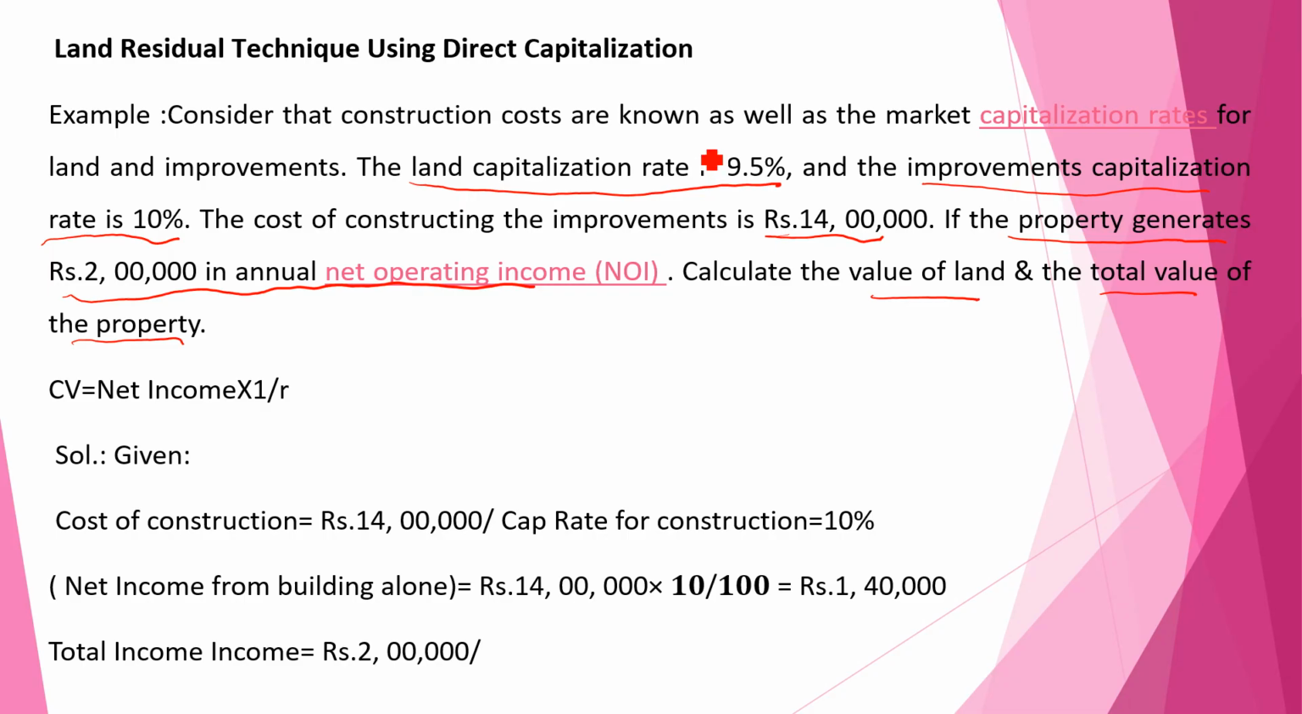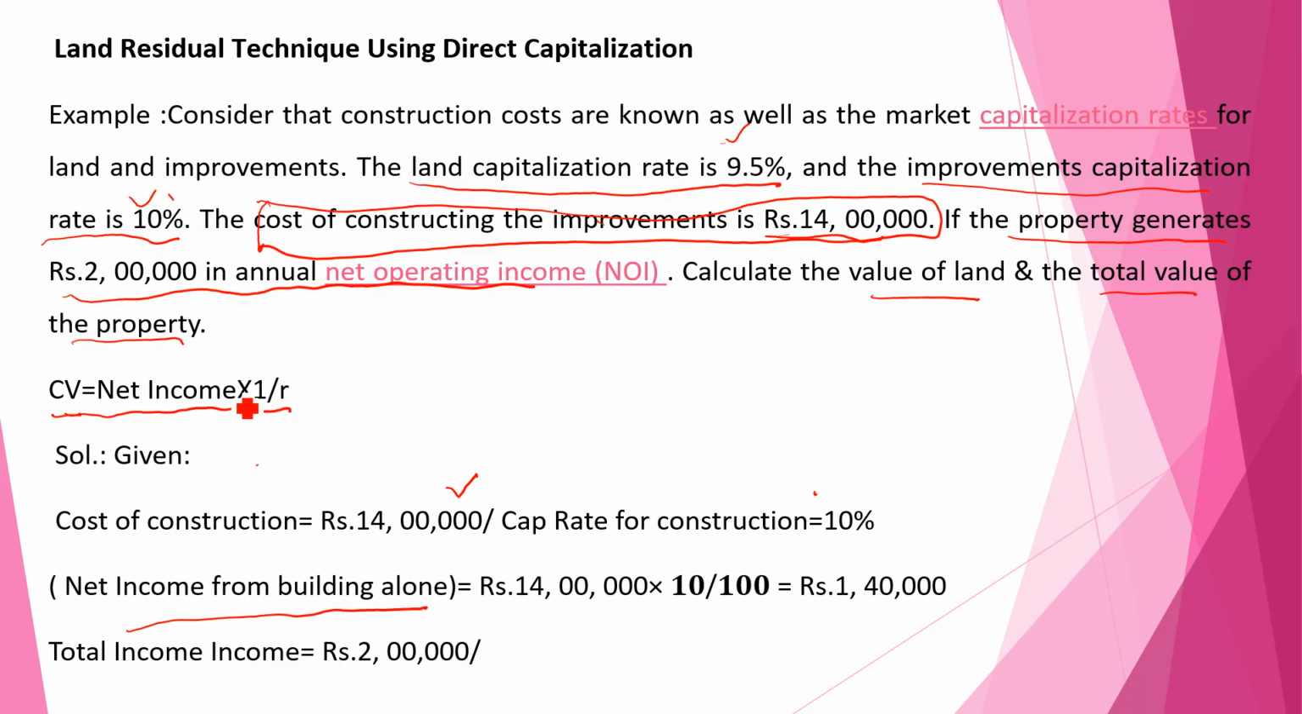See here, different capitalization rates are given for the land and for the building. The cost of construction of the building, our improvement, is 14 lakh. The formula: capitalized value equals net income times 1 upon r. Given the cost of construction is 14 lakh and the capitalization rate for improvement is 10%, the net income from the building equals cost capitalized value multiplied by r. So 14 lakh multiplied by 10 upon 100 is rupees 1 lakh 40,000.